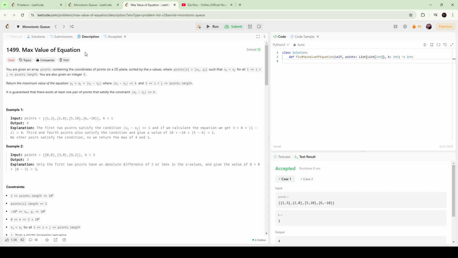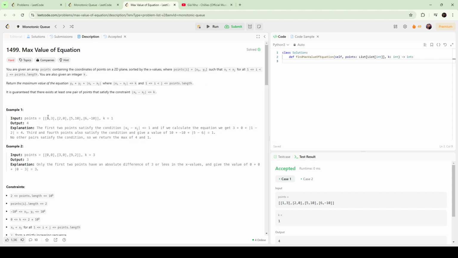Guys, so we will solve another question regarding priority queue. So here we have max value equation. We are given an array of points representing the x-axis and the y-axis of a point on a 2D plane.